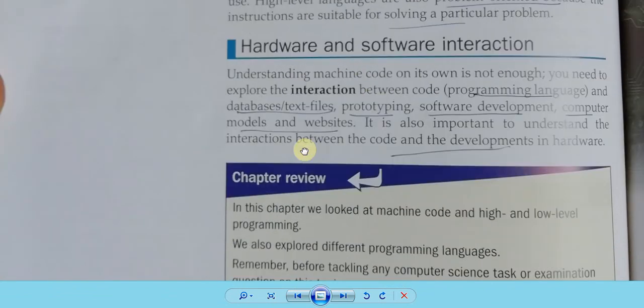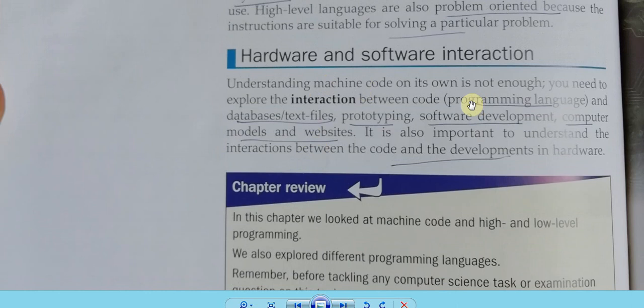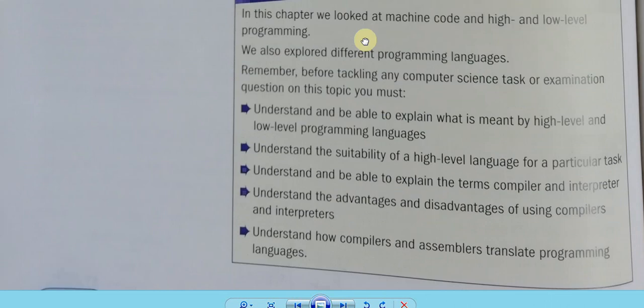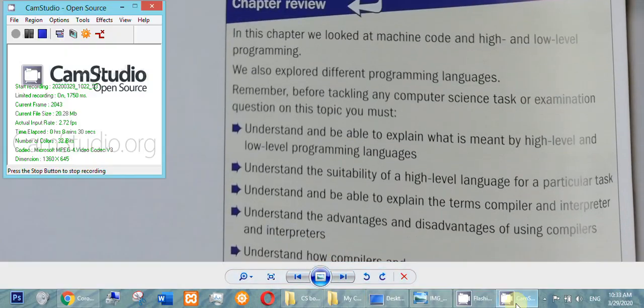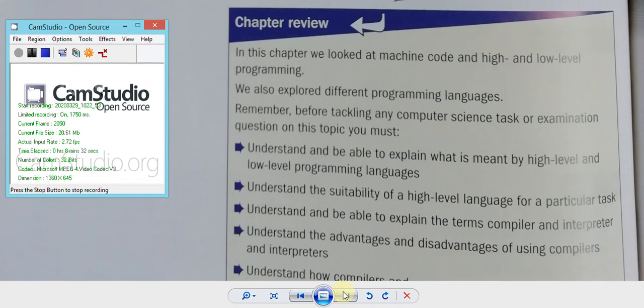Okay. Understanding machine code on its own is not enough. You need to explore the interaction between the code, databases, text files, data, computer models, websites, and this interaction between code and development hardware. Right. That's if you write in machine code and assembly level.